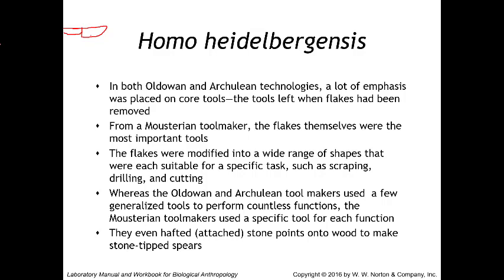So just to keep it separated: Oldowan and Acheulean, one tool, multiple functions. Oldowan, your choppers and your flakes. Acheulean, you've got your hand axes. Mousterian tools, countless different tools for a bunch of different functions. And then there's the fact that our Homo heidelbergensis members would attach stone points onto wood to make stone-tipped spears. Okay, so that's just my way of remembering it.